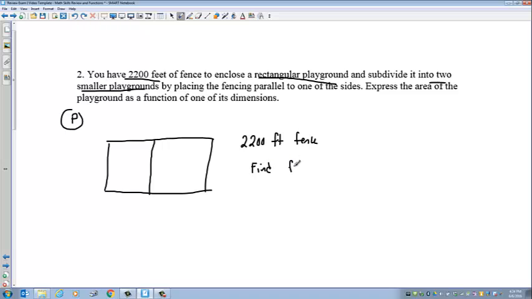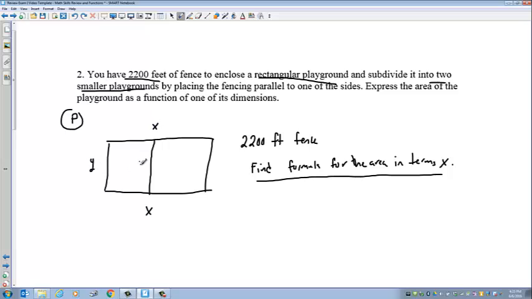So find a formula for the area in terms of one of its dimensions. So I'm going to call this side x. So formula for the area in terms of x. And so the bottom is x, the top is x, and then of course I'll call the sides y. And of course you have a choice. I said find the formula for the area in terms of x. You could also say find it in terms of y. It really doesn't matter. You can do it either way.